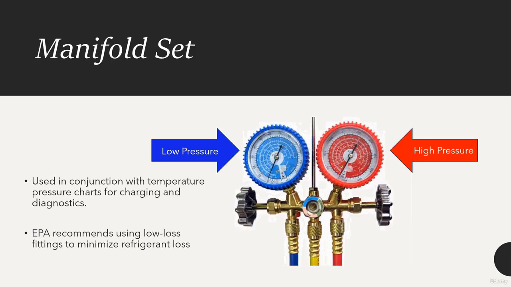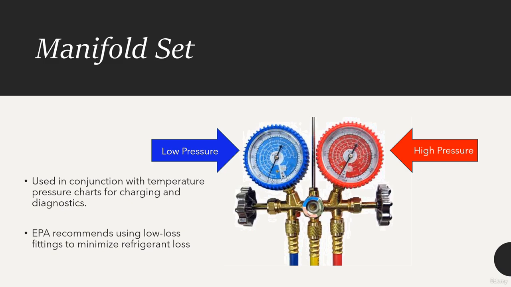A refrigerant charging manifold is a tool used to measure and regulate refrigerant levels in a system. It consists of two pressure gauges, one for high pressure, which is discharge or head pressure, and one for low pressure, which is suction or evaporator pressure, along with the valves and hoses for connecting to the refrigeration system.